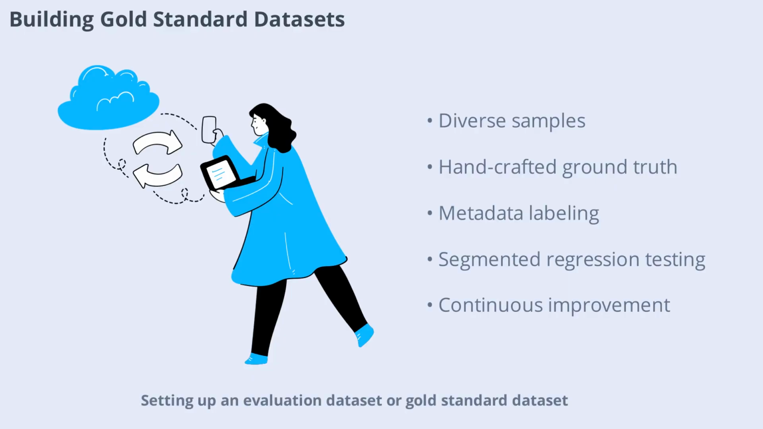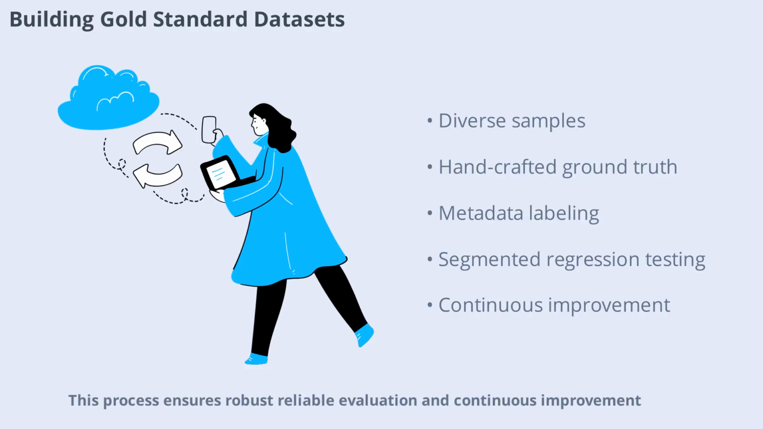Setting up an evaluation dataset, or gold standard dataset, is foundational for LLM benchmarking. Collect 100-500 diverse, representative samples of user inputs. Handcraft or meticulously review ideal responses as ground truth. Label metadata such as intent, category, and complexity to enable segmented regression testing during prompt or model upgrades.